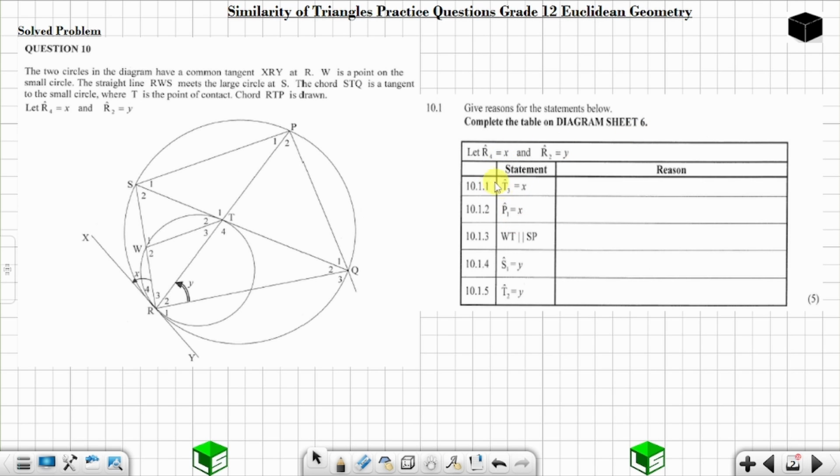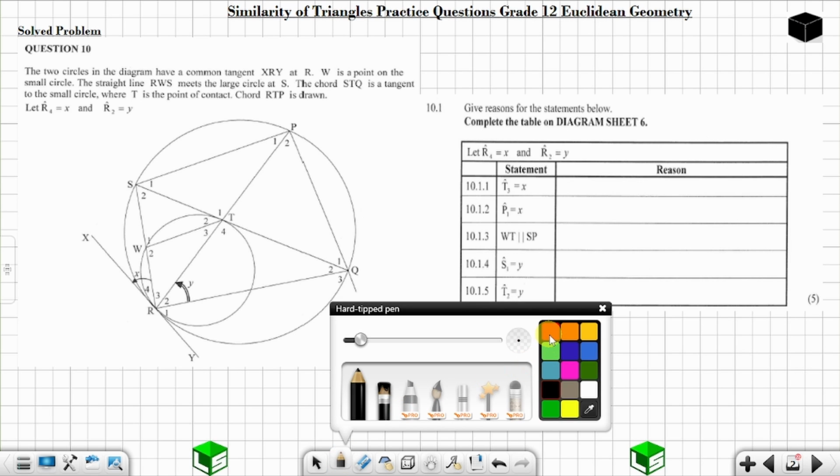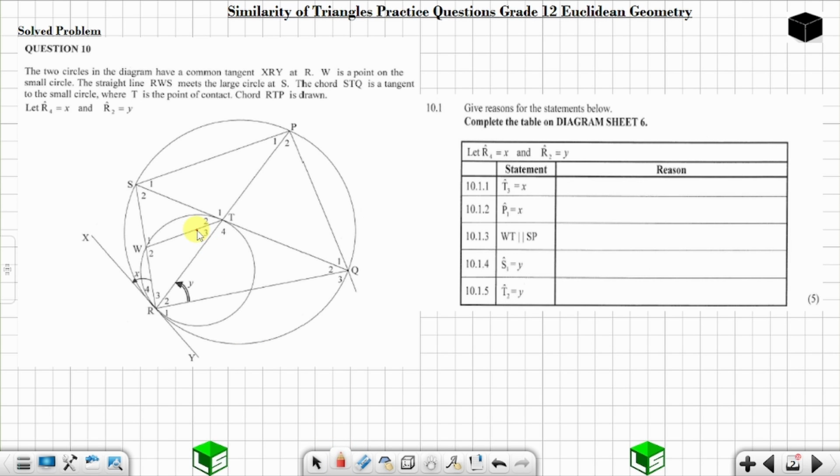Let angle R4 equal to x and angle R2 equal to y. So you have the statement and you have to give the reasons. 10.1.1: angle T3 is equal to x. Give the reason. Angle T3, this angle, is equal to x. Give the reason.